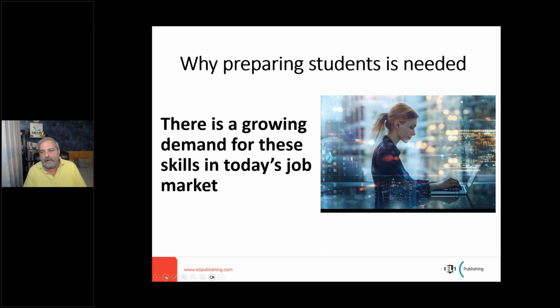So in the job market, if you read all these World Reports, if you read any of the magazines, The Economist, Financial Times, what they're all telling us is that there's a demand for these skills in the job market, even more than when I entered the job market 250 years ago. Yes, I'm that old.